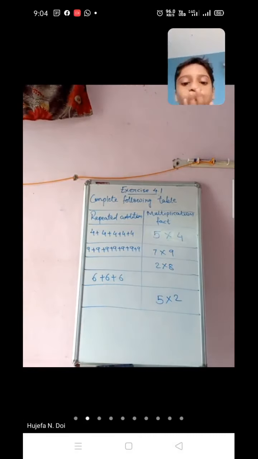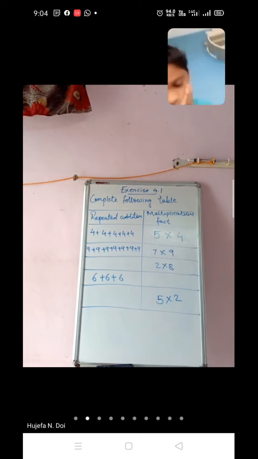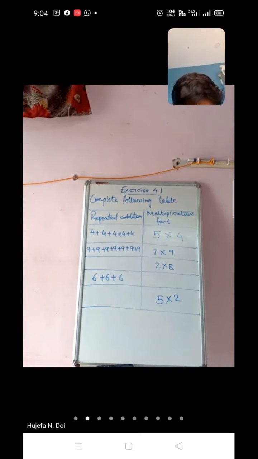1, 2, 3, 4, 5, 6, 7. 9 will be added 7 times. नहीं आ रहा, खुद से try करो. दिखाई नहीं दे रहा फिर भी खुद से try करो.